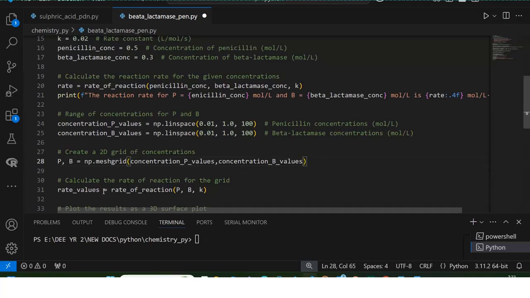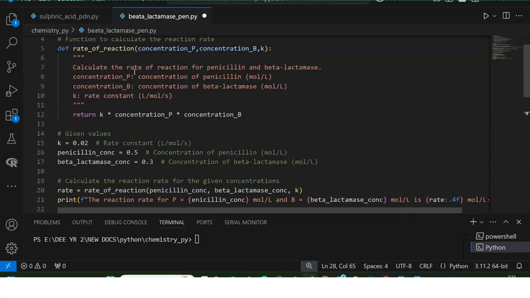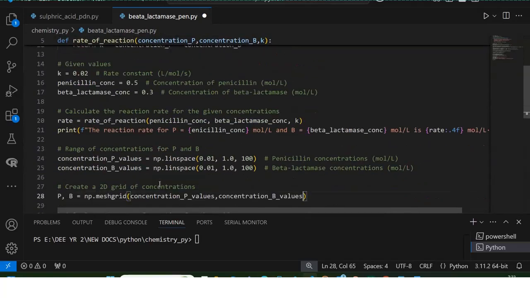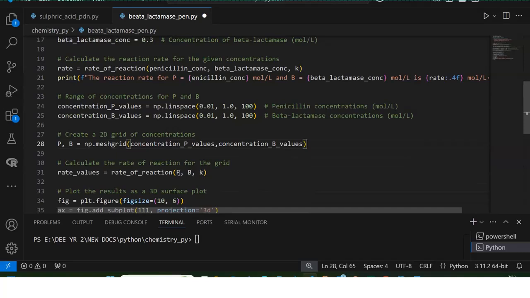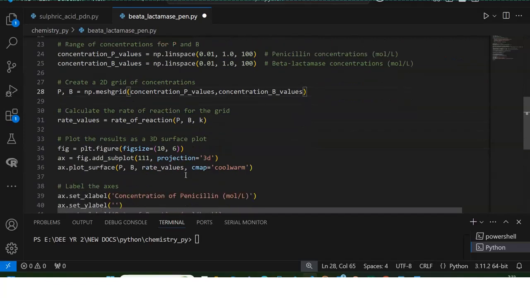So the function that we are going to be taking is going to be rate values. Rate values will be the rate of reaction. The rate of reaction is the function that we created. So you have to be consistent, which is taking in P, B, and then K, which is the rate constant.